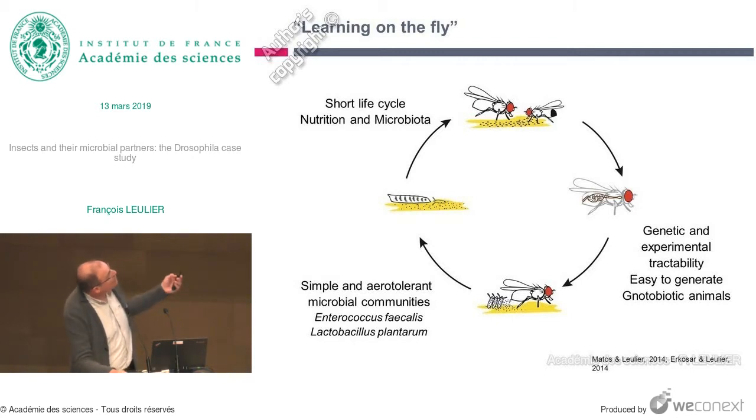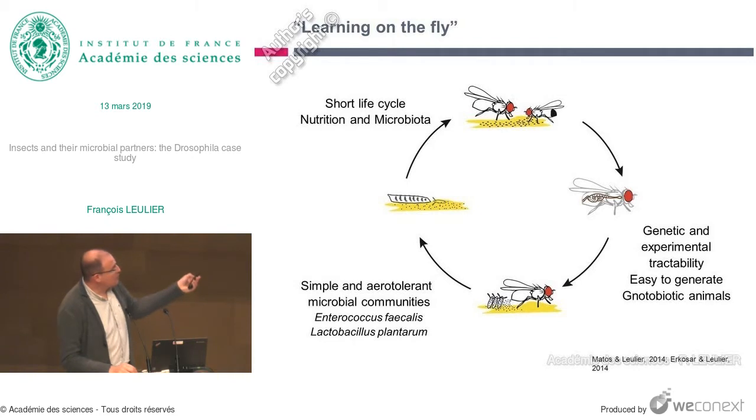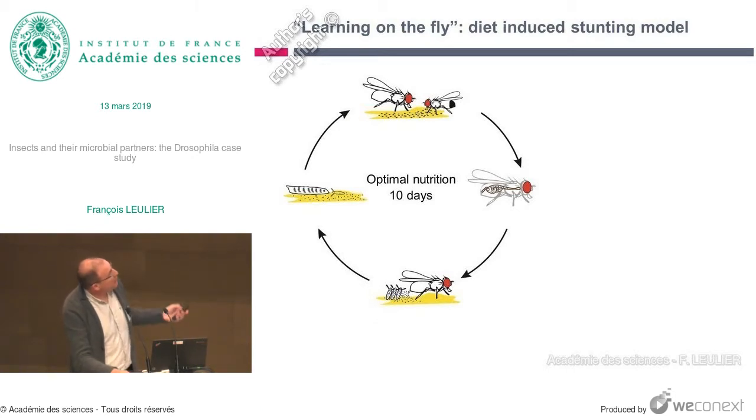And as I said, the life cycle is short in the lab, and we can really control the nutrition of those animals and the microbial environment by doing those association experiments, breeding germ-free animals and reassociating them with known, purified cultures of those particular microbes. So I was very much inspired by the work of Pierre Leopold in the past years in the fly field, where he showed that optimal nutrition leads to a developmental timing of 10 days, from an egg to an adult.